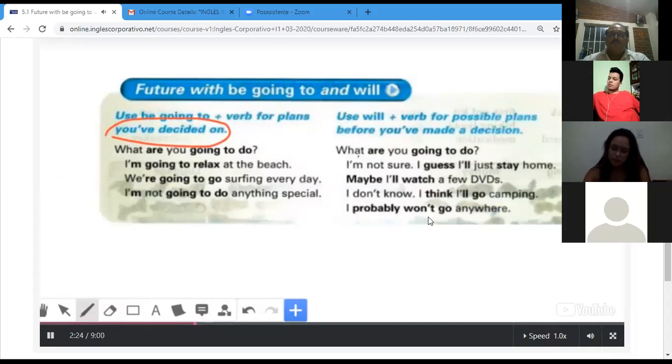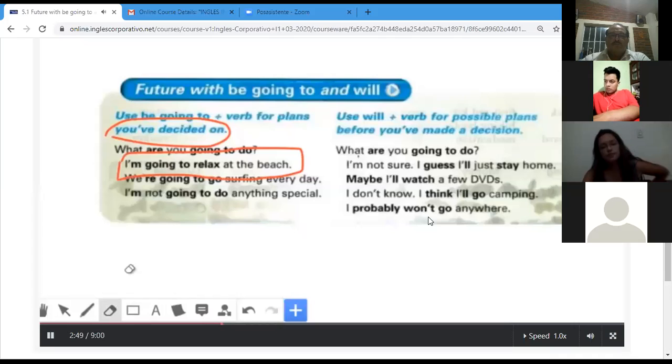You already bought the plane ticket. You already got permission from your job. So it's very unlikely that you'll change these plans. In order to express these ideas, you're going to use be going to. So for example, I'm going to take vacations next week. I'm going to go to France. That's just a quick example there. You're almost sure that that event will happen.